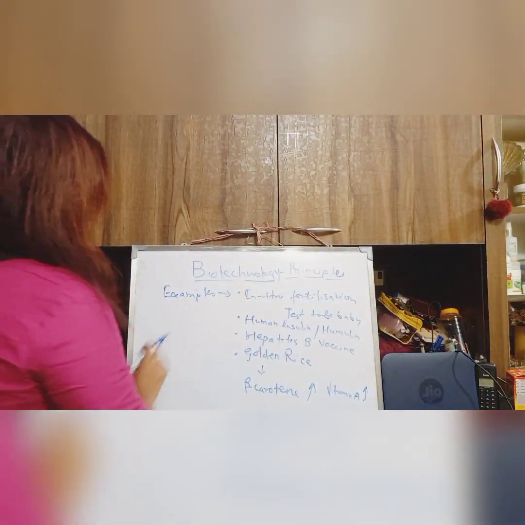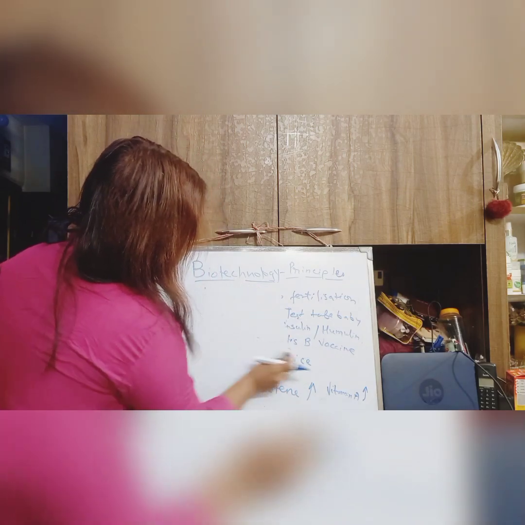Also, for correcting or making any change in a defective gene, we also use biotechnology. So now let us come to know what are the principles of biotechnology. Firstly, under the principles of biotechnology comes genetic engineering, and second is chemical engineering.